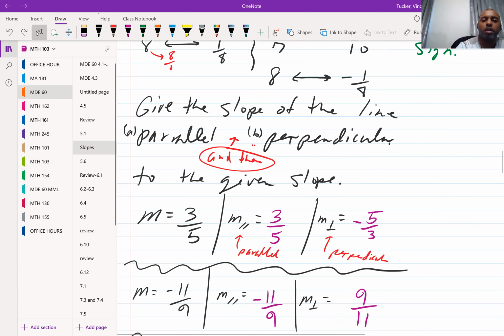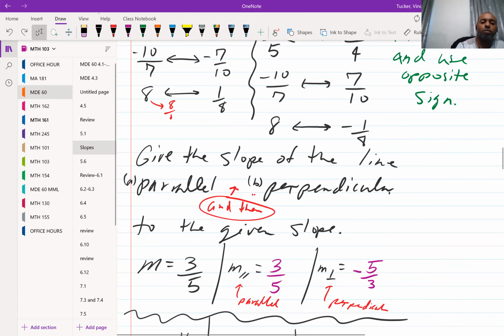Okay, sorry about that. All right, so the given slope is 3/5. If you want a slope that's parallel to that, you will use the same number, which is 3/5. So parallel lines will have the same slope. Now, if you want the slope of a line that's perpendicular to the slope of 3/5, you flip the fraction, use the opposite sign, and that's how we got -5/3.